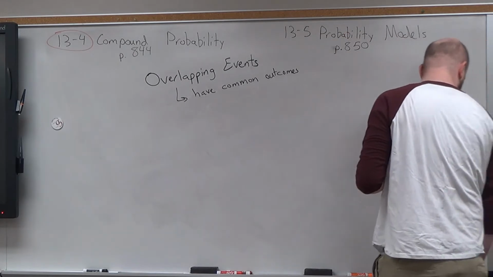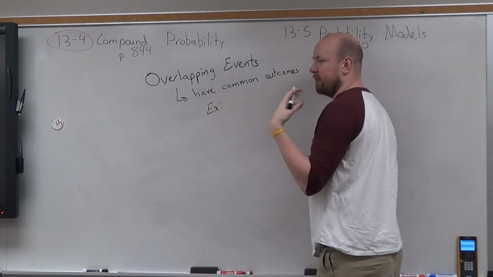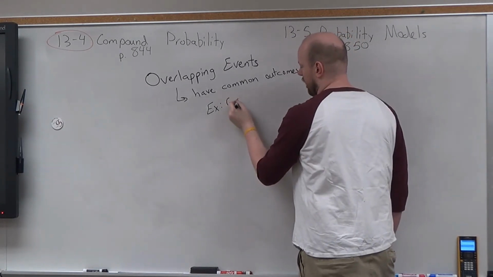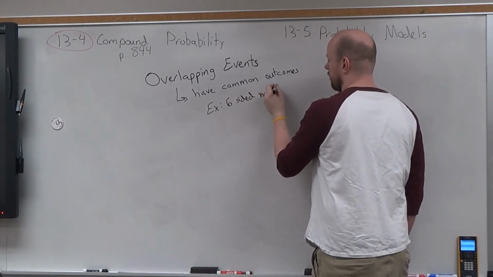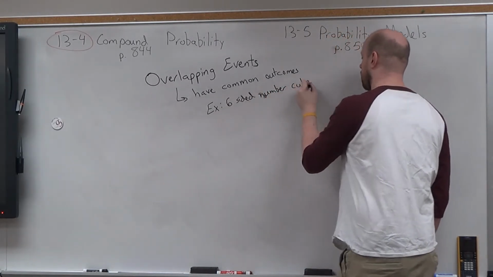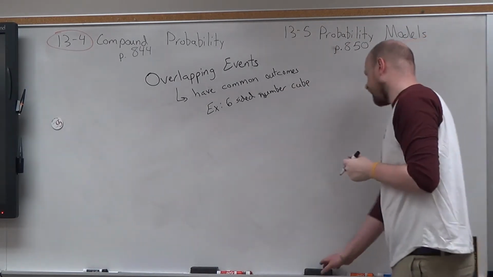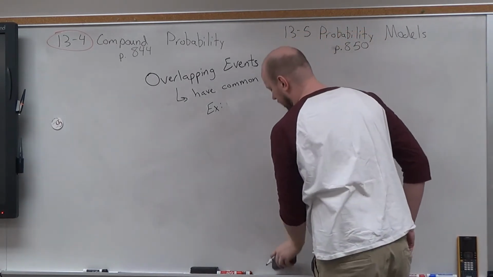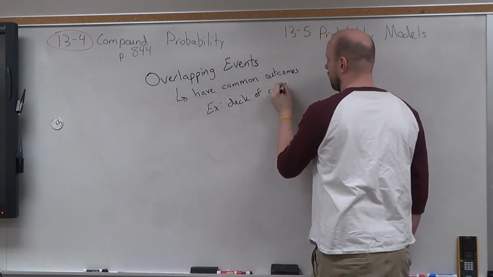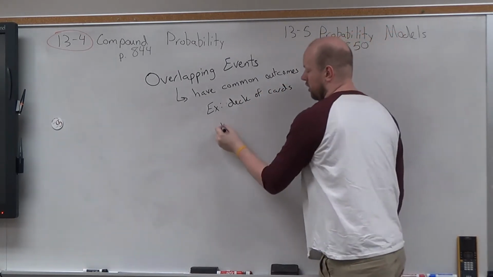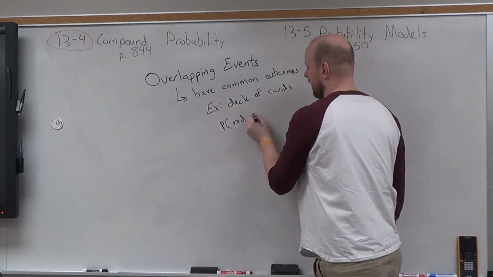Okay. So for example, if I'm going to take my dice, 6-sided number cube, wait, what's the example coming up? I don't want to use that. Let's say a deck of cards. What would be the probability that I would get a red card or an even number?